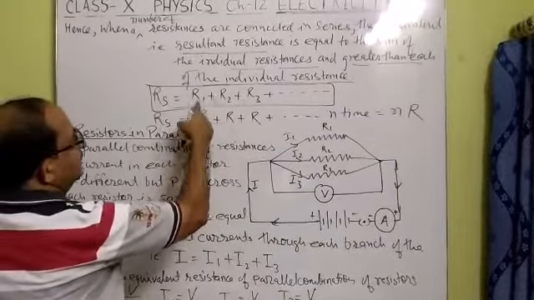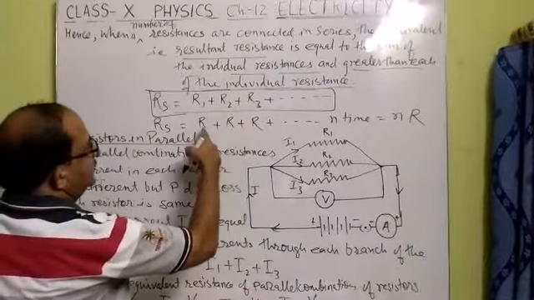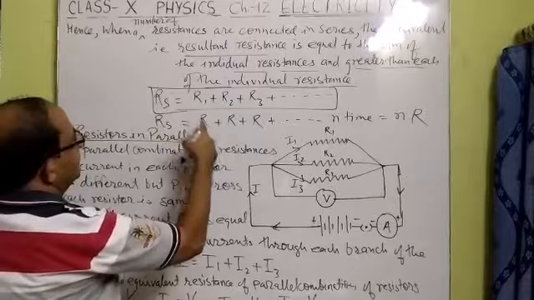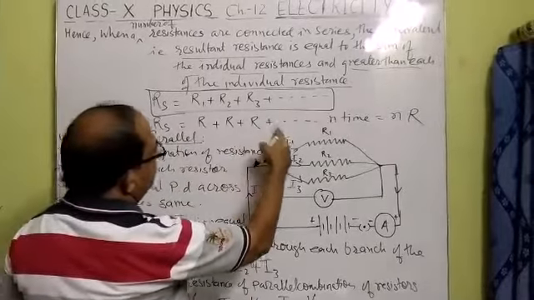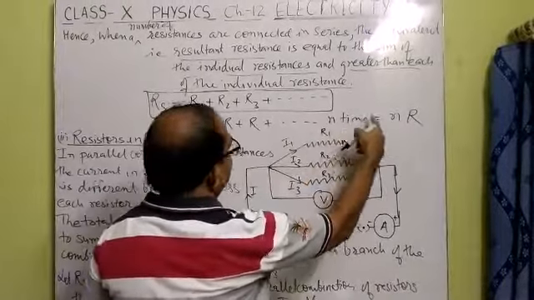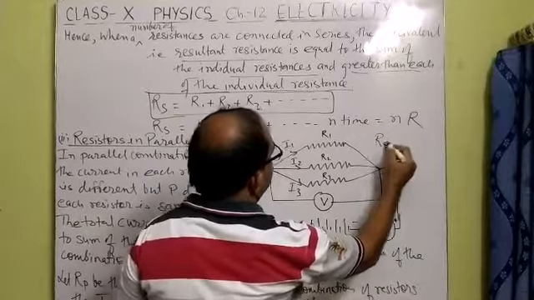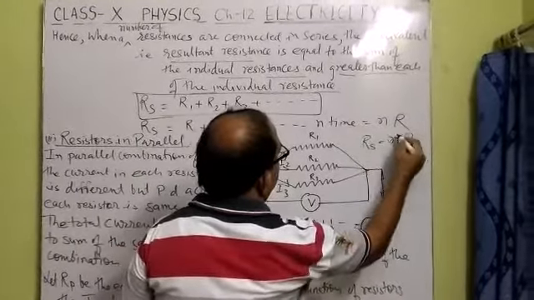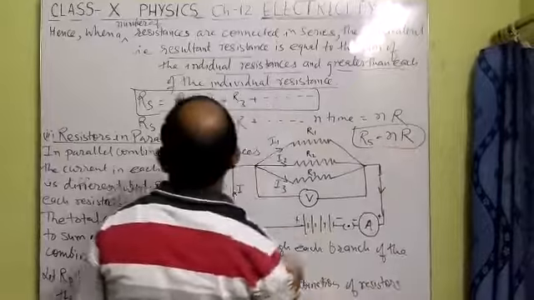Suppose each of the resistances has the same value R. Then RS is equal to R1 plus R2 plus R3 plus so on, n times R, which means RS is equal to n times R. This formula we can apply.